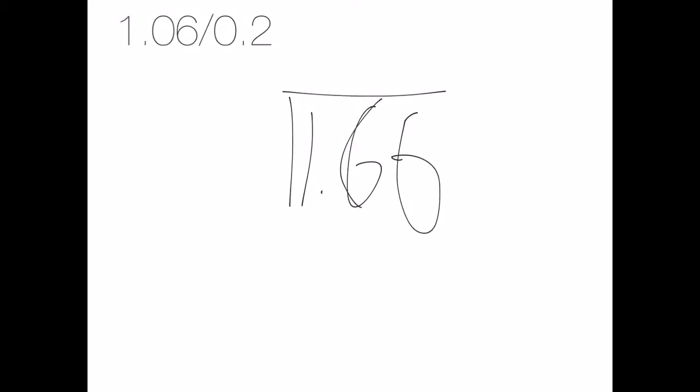Dividing decimals is pretty simple. First, you must write out your problem. So, 1.06 divided by 0.2. In order to make this a valid equation, first you must make 0.2 into 2, and whatever you do on the outside, you must do to the inside.